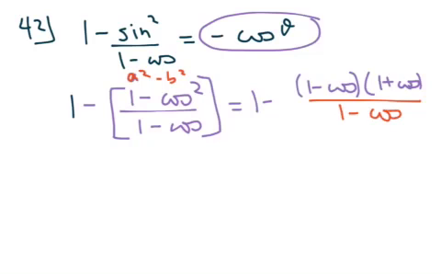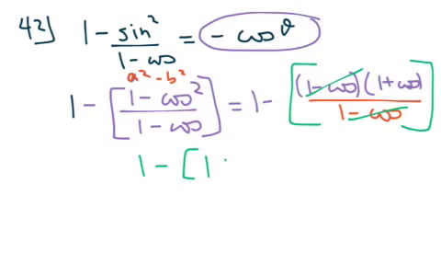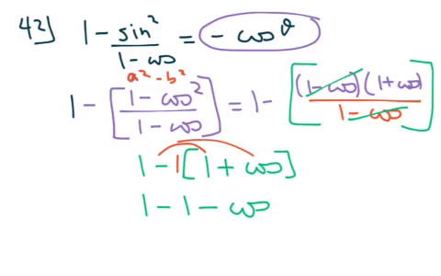minus cosine. These two cancel, and remember this is all in brackets, so you get 1 minus 1 plus cosine, which gives you 1 minus cosine. You're distributing the negative, and that leaves you with negative cosine. You can put the theta if you want.